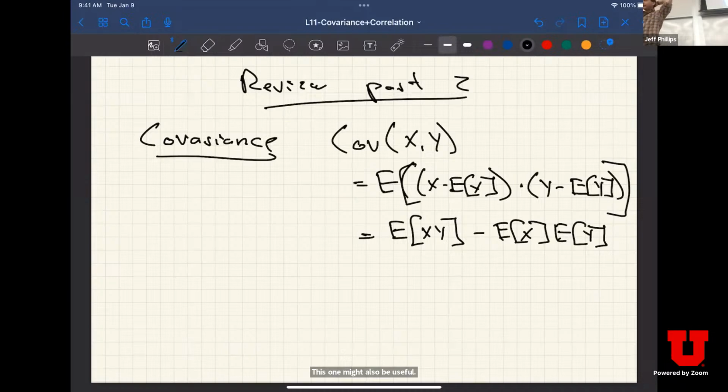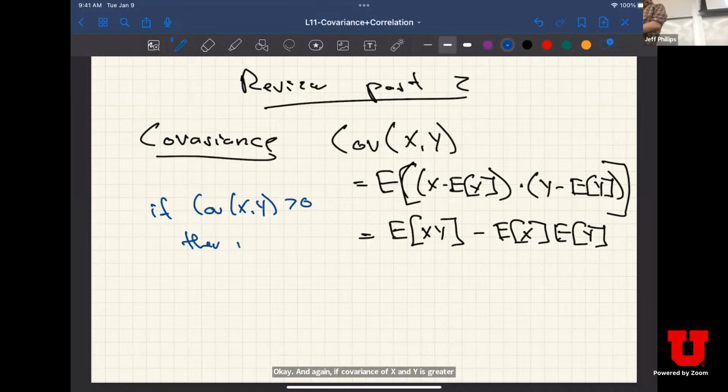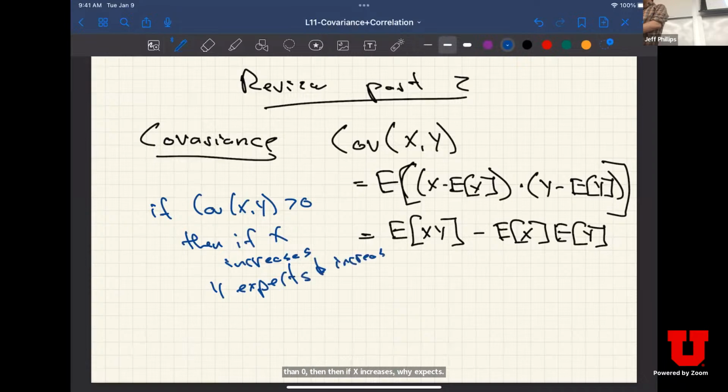Okay, and again, if covariance of x and y is greater than 0, then if x increases, y is expected to increase. Okay, that's the way to think about it. If it's greater than 0, then if x increases, y is expected to increase. And the negative of that is true. If it's less than 0, then if x increases, y is expected to decrease.